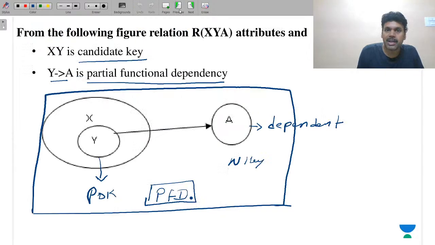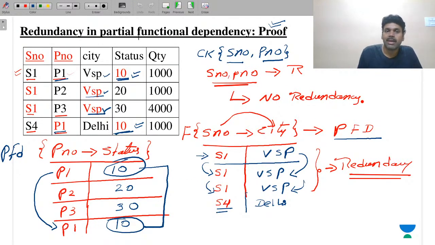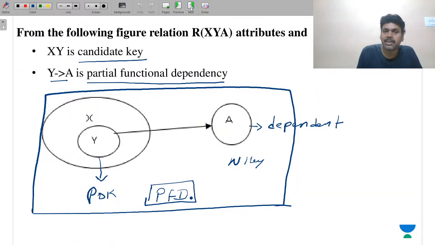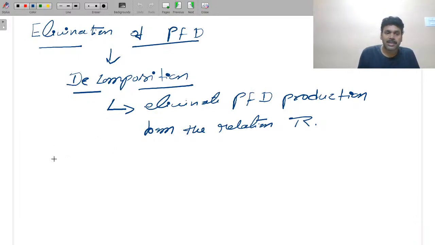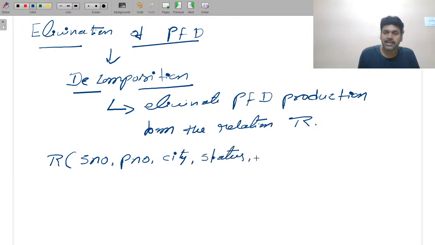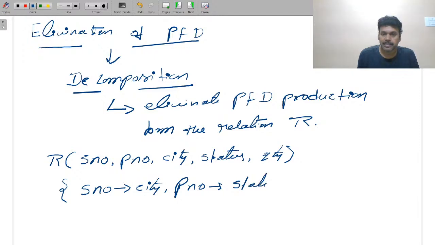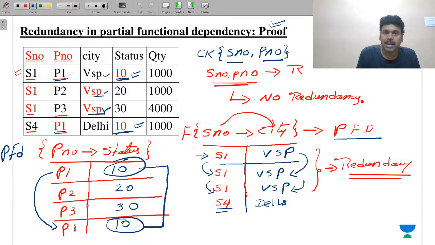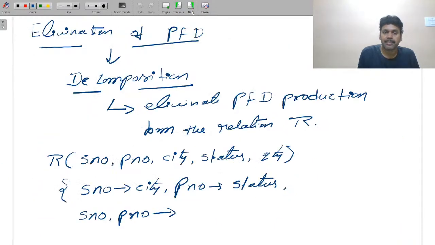As far as the previous example is concerned, look at friends. S number, P number, city, status, quantity. So your table is S number, P number, city, status, quantity, which has a few functional dependencies as mentioned. S number to city, P number to status, and one more: S number comma P number implies quantity. Please write down.